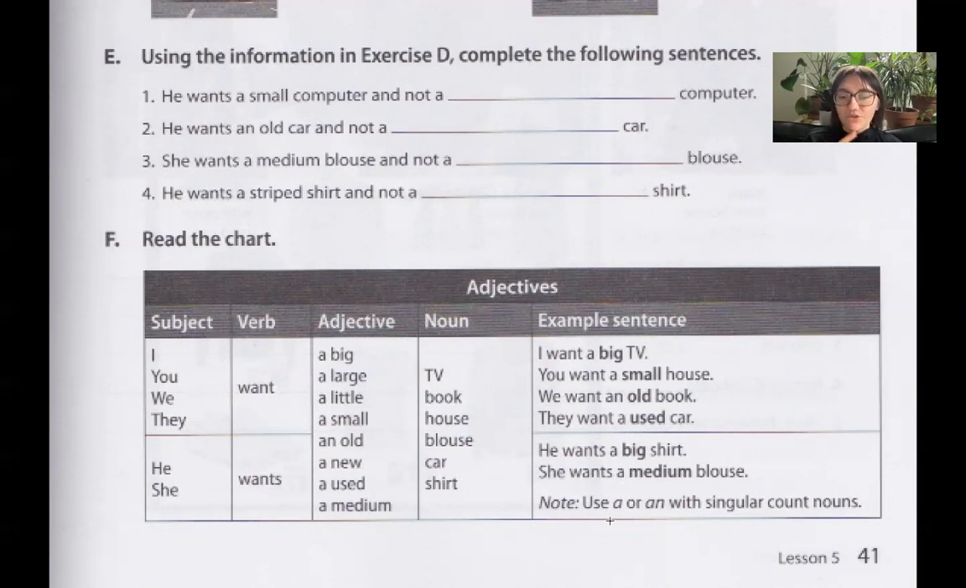And it says to remember, use a or an with singular count nouns. So we kind of went over this before. It's a previous lesson if you don't know about non-count nouns and count nouns. So it's nouns, things that you can have a lot of and you can count them out, that are separate things that you can count out, right? So a TV, you can have one TV, two TVs. A book, you can have one book, two books. A house, you can have one house, two houses. Blouse, one blouse. A car, right? So we use it for things that we can count.